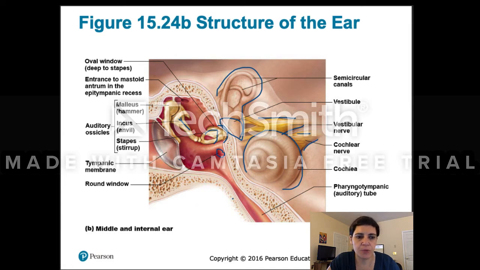One thing that is important here, in the middle ear, you have the pharyngotympanic tube, which is this tube right here, okay? Where does this tube go? It goes all the way to your nose, to the back of your nose, in the nasopharynx, right?